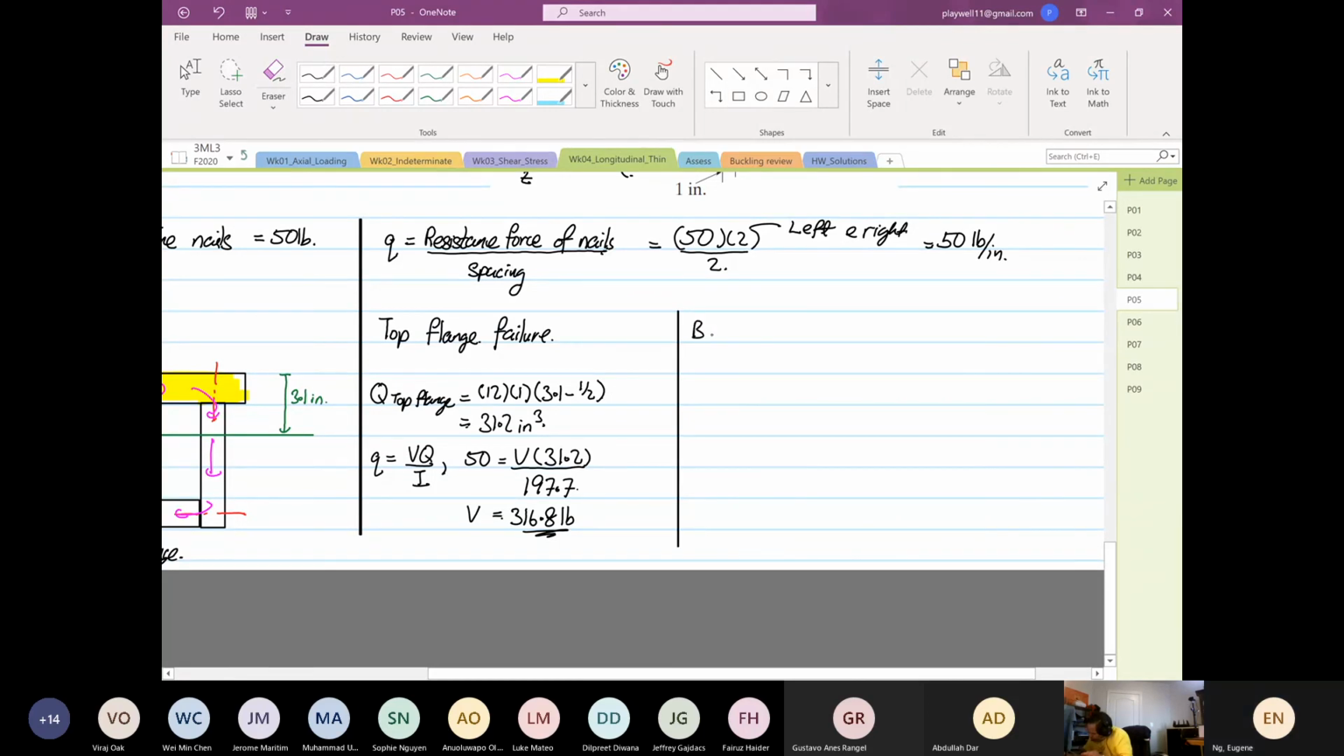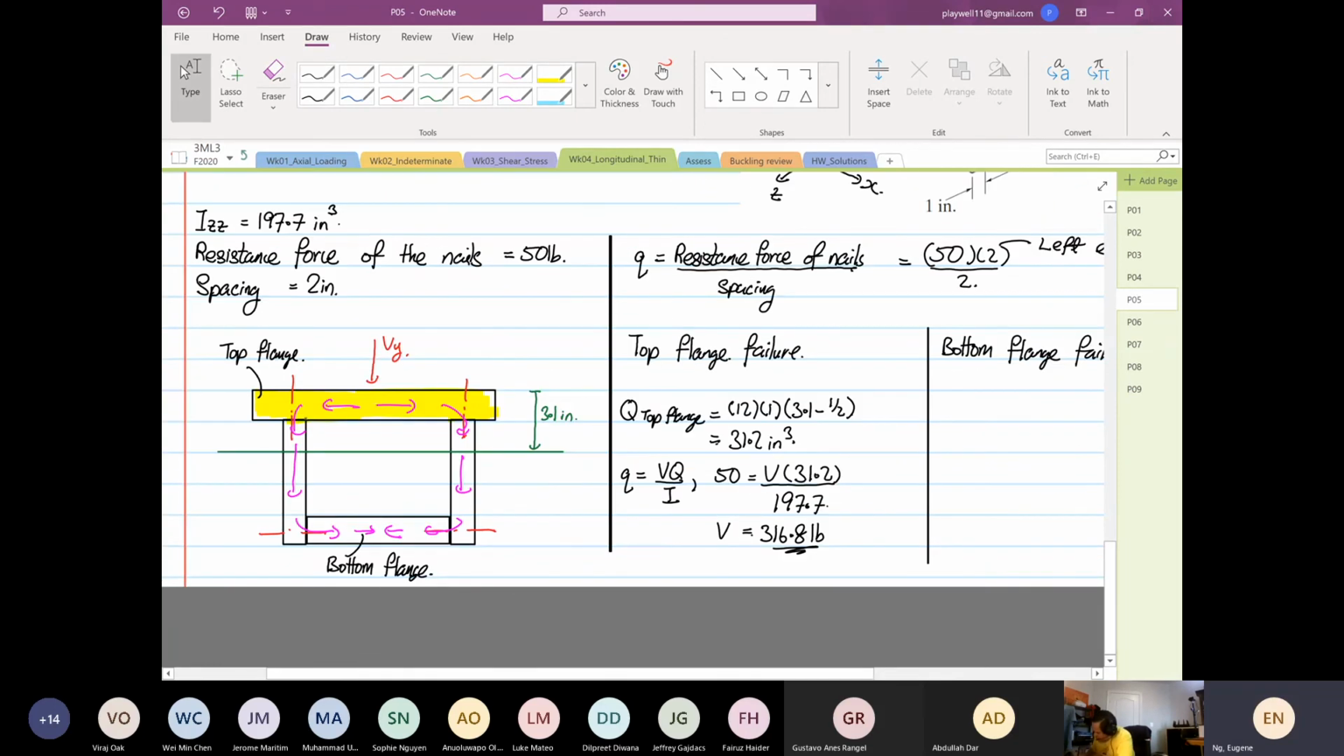Okay. So now you guys are going to go crazy. Bottom flange failure. So the failure is either at, I'm going to highlight, where there is a joint. It's either here or here, the nails there, or over here. Now, which first moment of area to take?